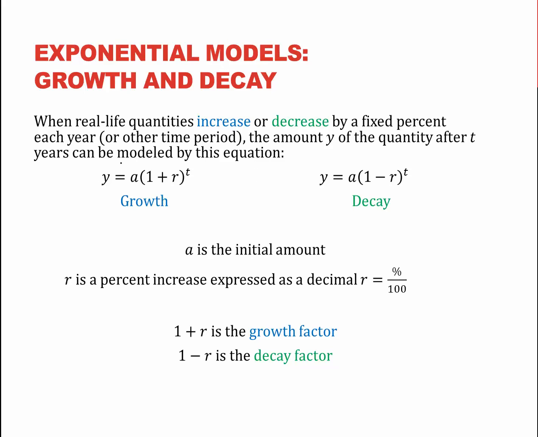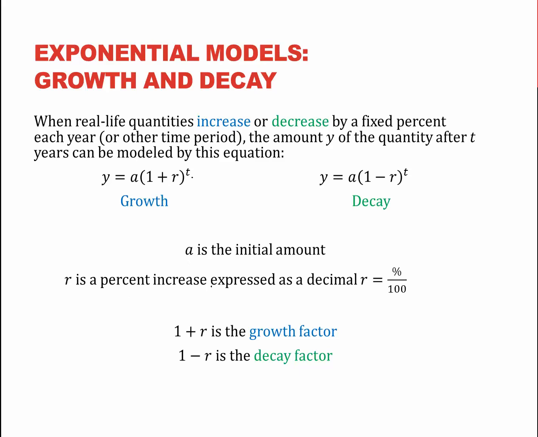If you have a growth situation, you would use this basic model and then you would put in the appropriate information. Usually time is the variable and y is the output. And you can have a decay model, and notice that the only difference is whether you have a plus sign for growth and a minus sign for decay. A is always your initial amount.